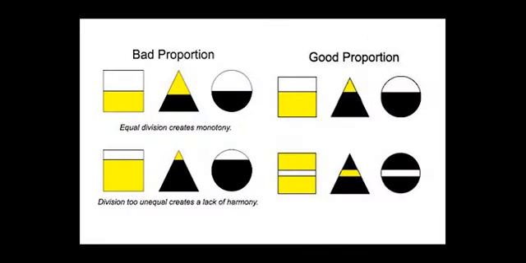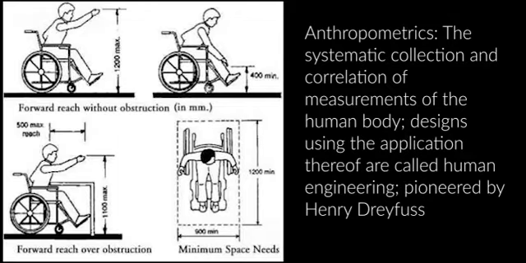Proportion refers to the relative size and scale of various elements in design. Anthropometrics is the systematic collection and correlation of measurements of the human body. Designs using the application thereof are called human engineering. This was pioneered by Henry Dreyfus.